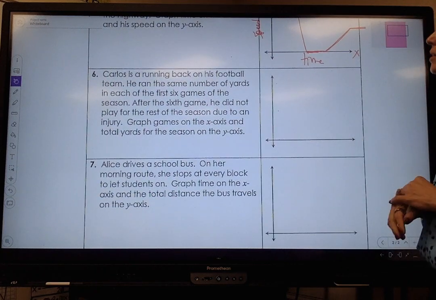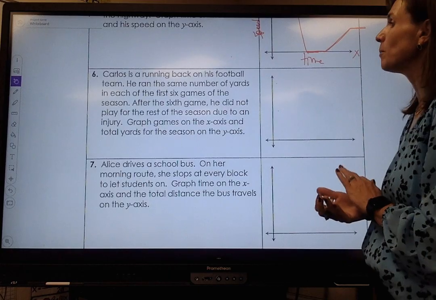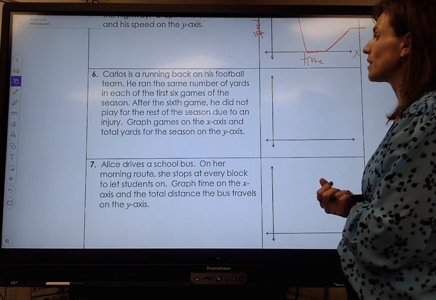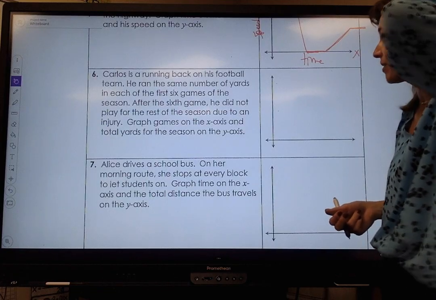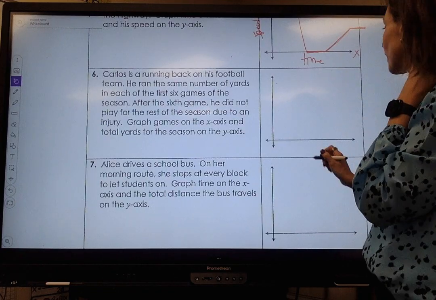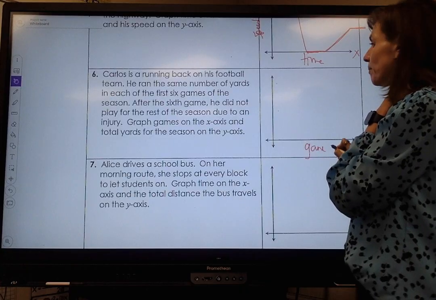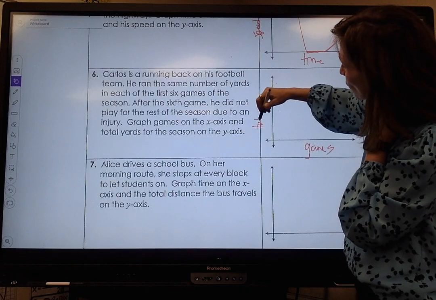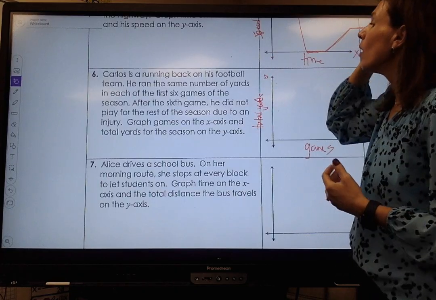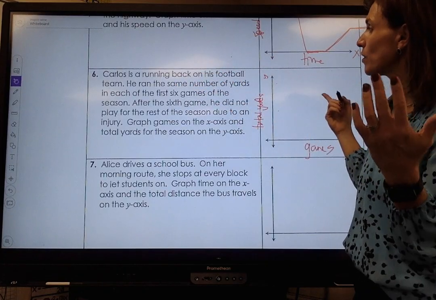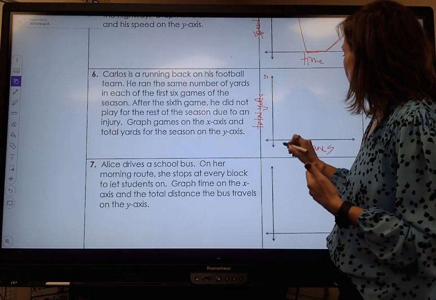Number 6, Carlos is a running back on his football team. He ran the same number of yards in each of the first 6 games of the season. After the 6th game, he did not play for the rest of the season due to an injury. Graph games on the x-axis, and we're going to graph total yards. Okay, so this is total yards, right? So he ran the same number of yards in the first 6 games. So let's say these are the first 6 games.